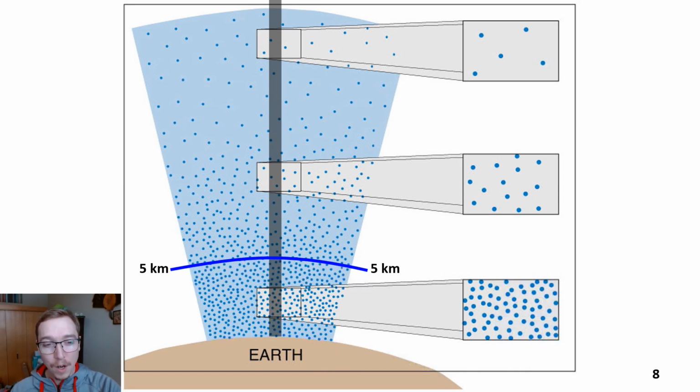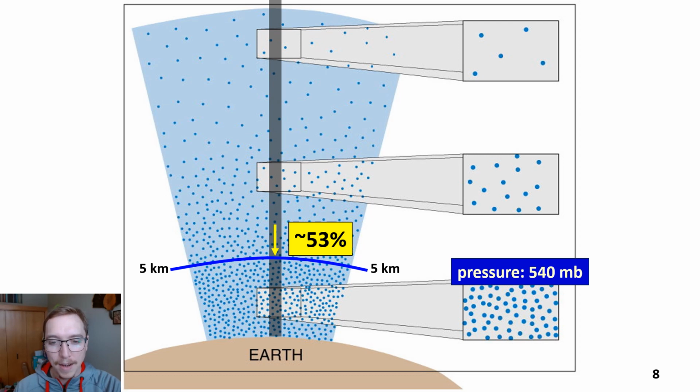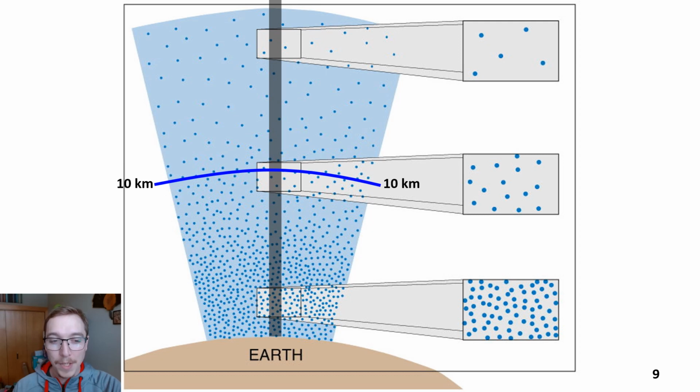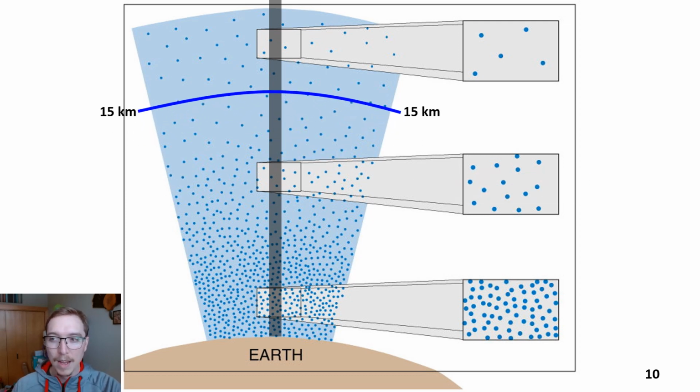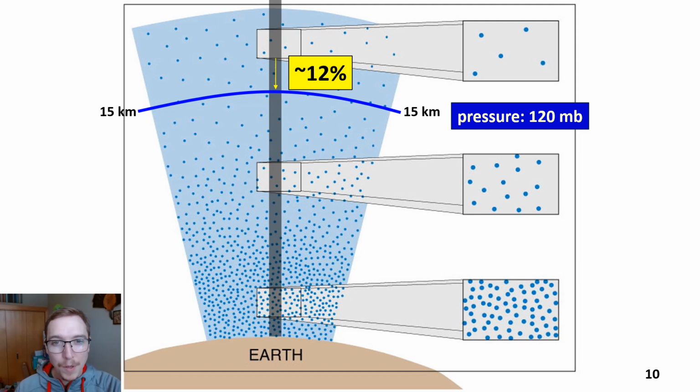Now, if we increase our altitude from 0 to 5 kilometers, we basically decrease our pressure to about half the atmospheric pressure and density at sea level. This averages out to be about 540 millibars at 5 kilometers of altitude. Rising up to about 10 kilometers, we drop to about a quarter of the atmospheric density and pressure, right around 264 millibars. We jump up to 15 kilometers, we drop to 12% of the atmospheric pressure and density, and drop to about 120 millibars.